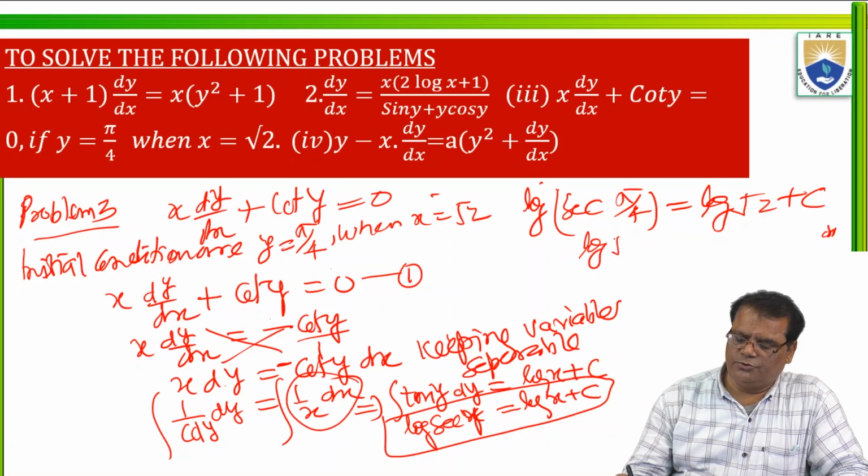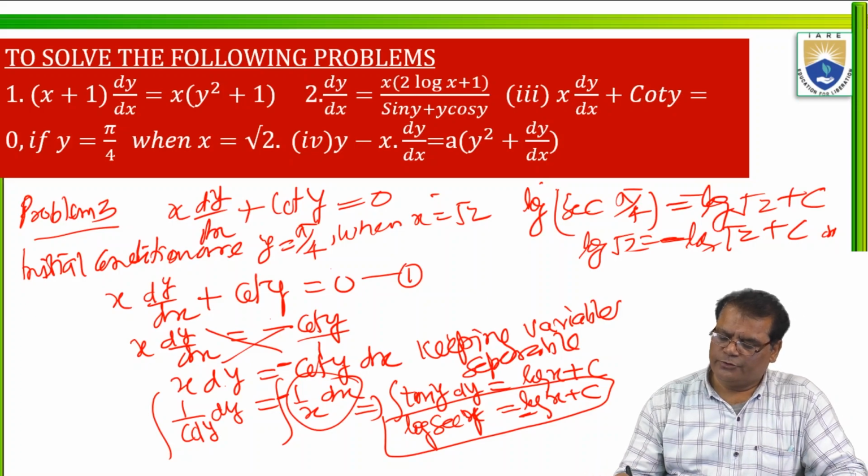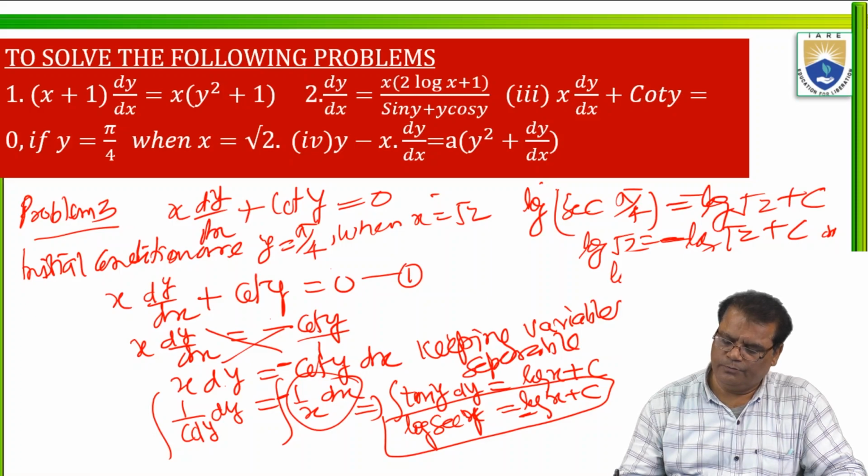So log root 2 equals minus log root 2 plus c. Here the sign is minus. So taking log root 2 and adding log root 2 gives 2 log root 2 equal to c. So c equals 2 log root 2.